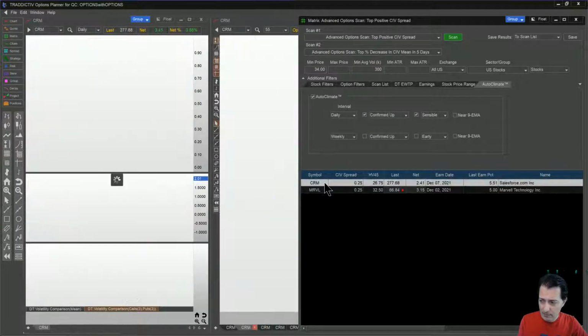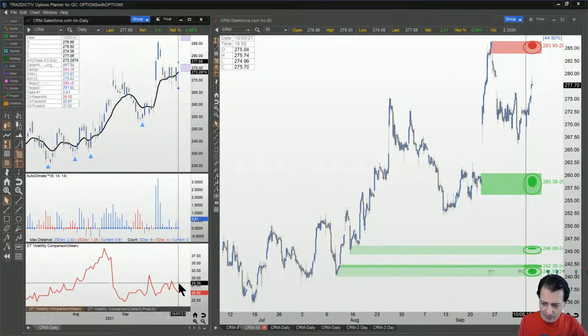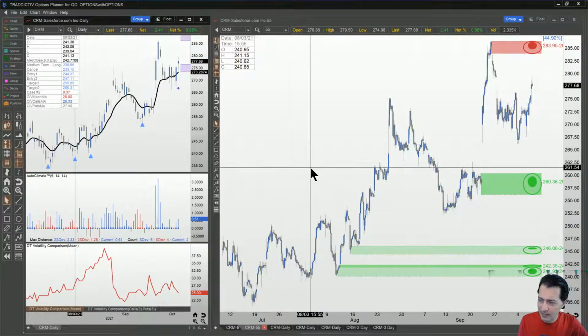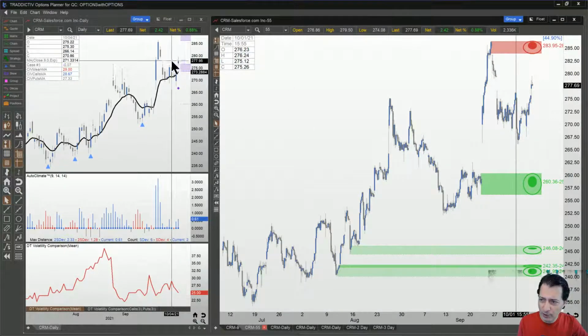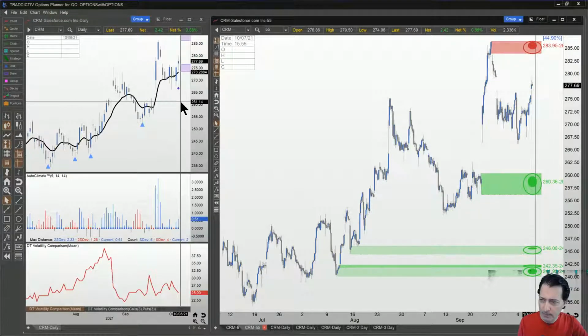CRM is one of them. If we look at the implied volatility of CRM, it's been dropping a lot. So it's not super cheap options, but it's indeed not expensive. So that's pretty okay. The setup, we can see here, the climate is confirmed, so that's good.